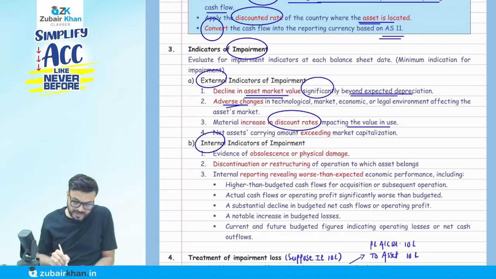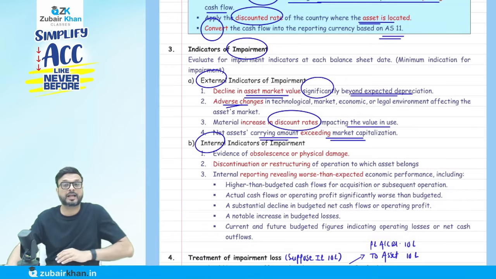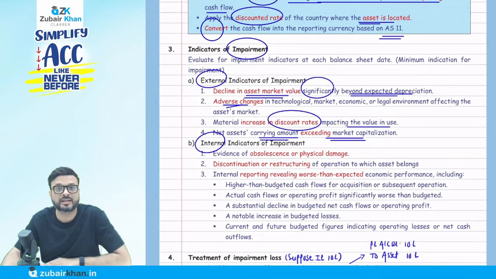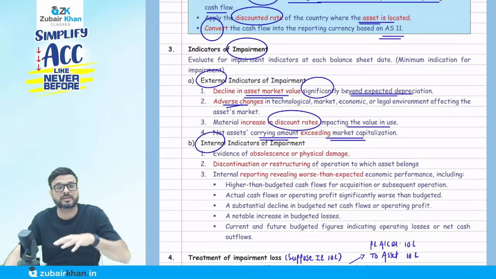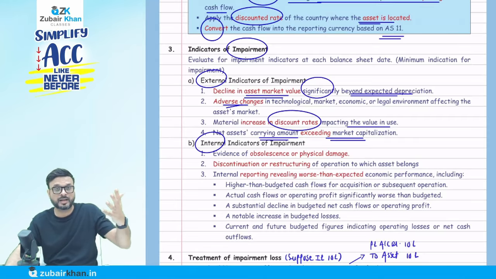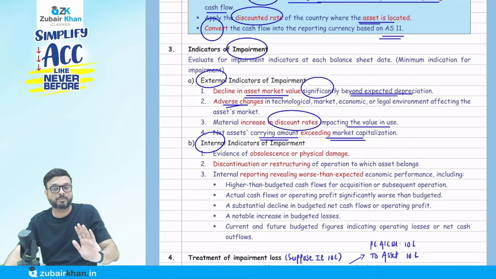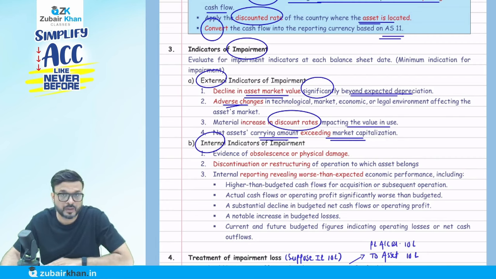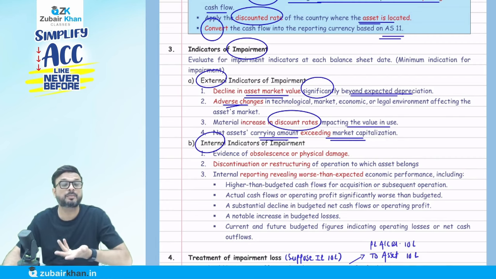Now they say the carrying amount exceeding the market capitalization. That's here. So they are saying the net asset carrying amount exceeds the market value, but as compared to that, the asset's carrying amount, which is recorded in the book value, is coming in higher. I mean the book value is more than the market value. So there is a chance that there is an impairment loss, you can say.